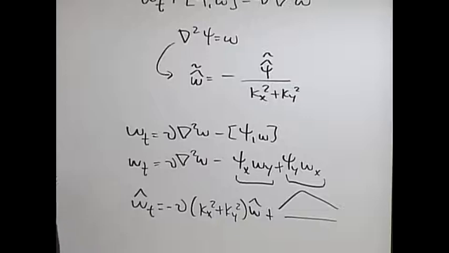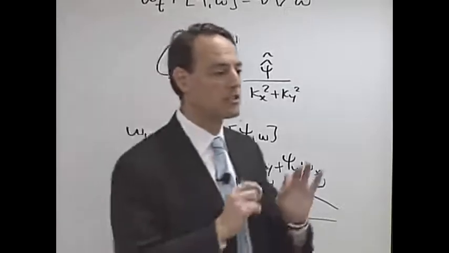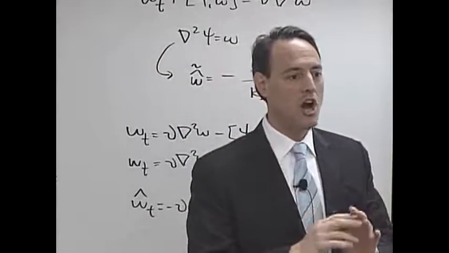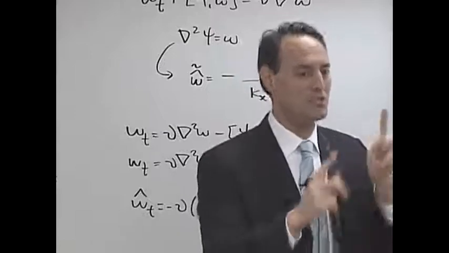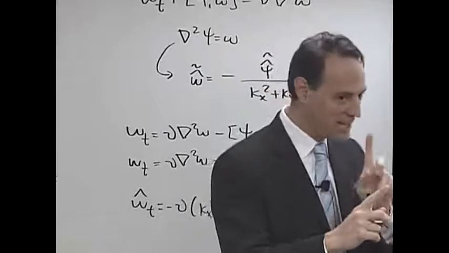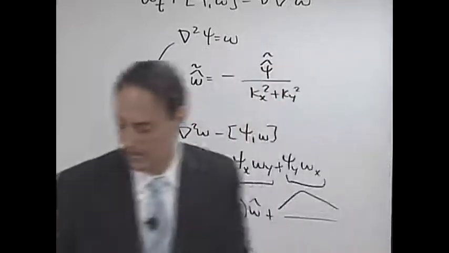So we're going to go solve it. And notice, though, we are solving everything in the Fourier domain. We are solving for the evolution not of omega, but of the Fourier coefficients of omega. This is the dynamics we're solving for. Okay?